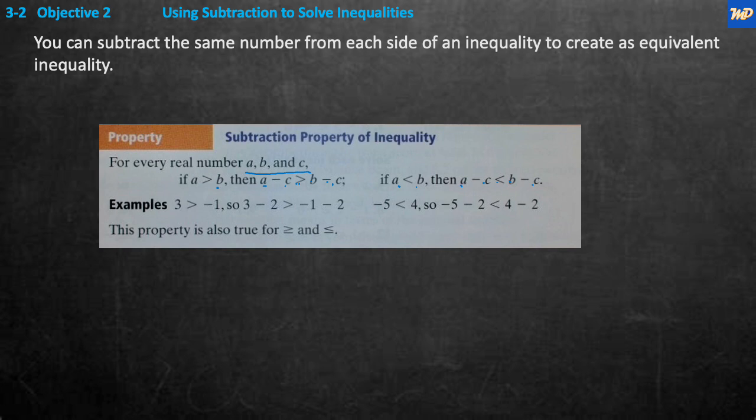This property is also true for the less than and greater than or equals, right? Less than or equal or greater than or equal. Okay?